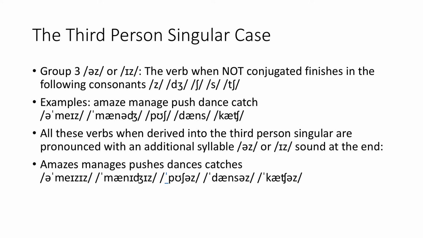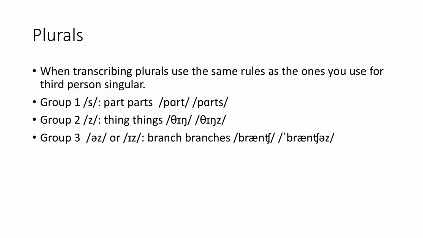Why is this also very important? Because this also affects the pronunciation of plurals. So plurals of nouns follow the same rules. If they're plurals that finish in a voiceless consonant, then the plural has a voiceless consonant s at the end. Parts. If the singular form finishes in a voiced sound, like thing, the pronunciation of the plural goes things. And if the noun, when in singular, finishes in any of the 4 sounds that I mentioned before, when you make the derivation into a plural, then you have to add a syllable. So we have branch or branches. So that's basically about plurals. So plurals follow the same rules. So whenever you have to transcribe a plural, you need to take into account voicing as well, so that you make the correct transcription and you pronounce it correctly.